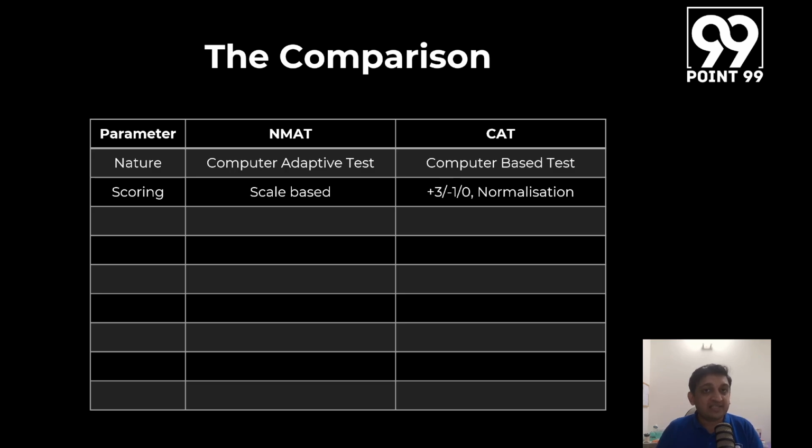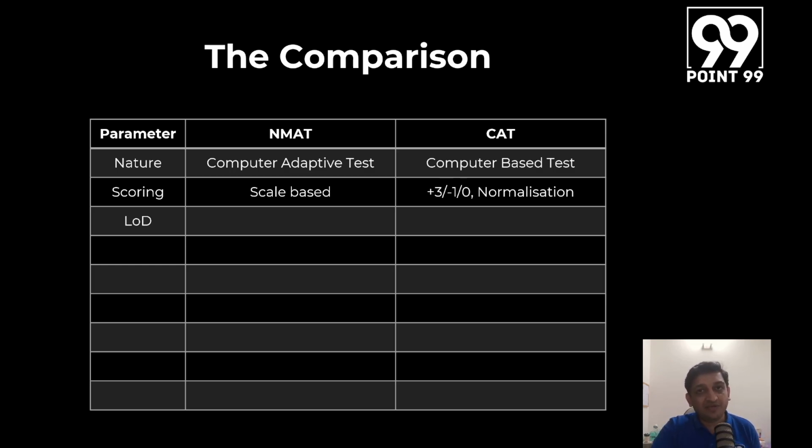So typically CAT is conducted across 3 slots. Depending on the performance of the people in each slot, they will use some statistical analysis and then they will make sure that everybody is brought to the same level, or their scores are normalized. So that is something that happens after the test, whereas in NMAT, the level of difficulty of the sections or the questions would be predetermined and the score is going to be based on the scale.